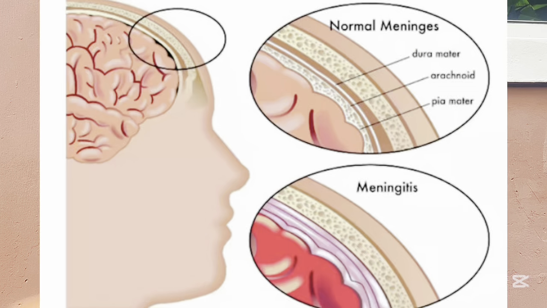Meningitis causes swelling in the meninges, and when this happens, it limits the room the brain has, and this will lead to increased intracranial pressure. And when intracranial pressure is increased, it leads to decreased blood supply to the brain, and this will further lead to brain damage and brain tissue death.